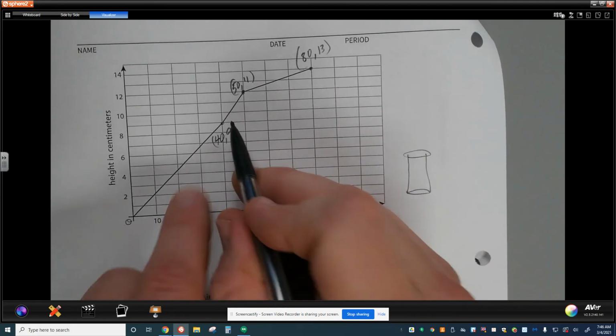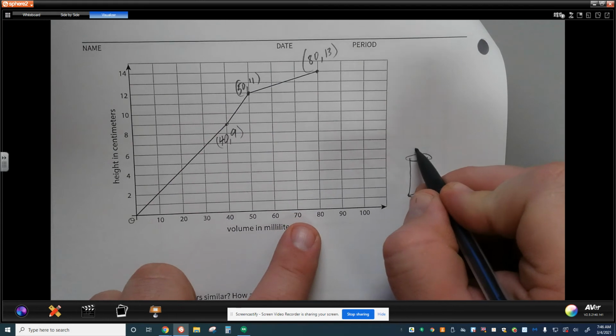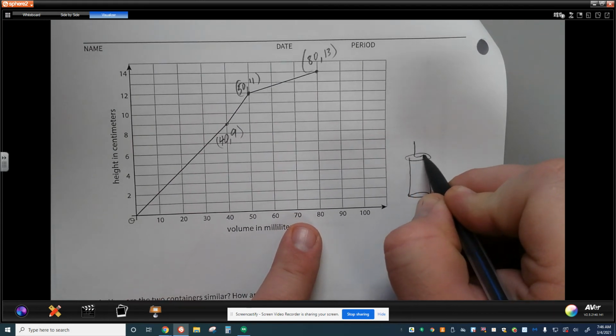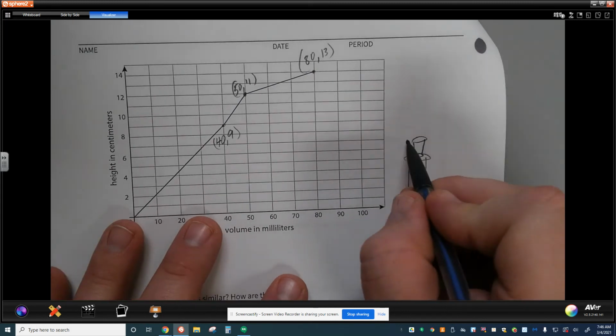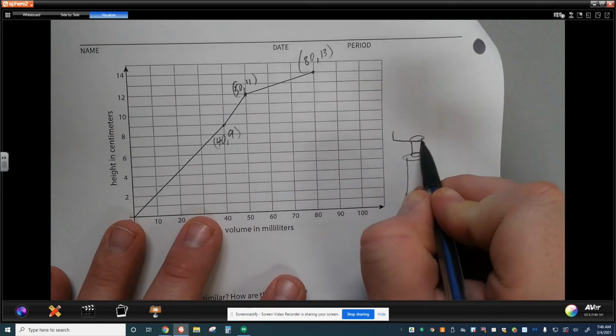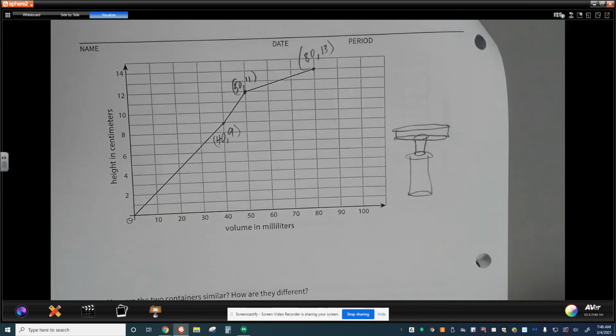The next one would have to be much shorter because the volume filled up a lot more. It's only a 10 milliliter volume, but it also filled up really quickly. So it'd have to be something like that. And then the last one is going to have to be the shortest one of all. It's going to be really broad or really wide, with something like that on top, because it fills up very slowly, but it's also very short, so we know it fills up very quickly. So just some kind of ideas for how they are.